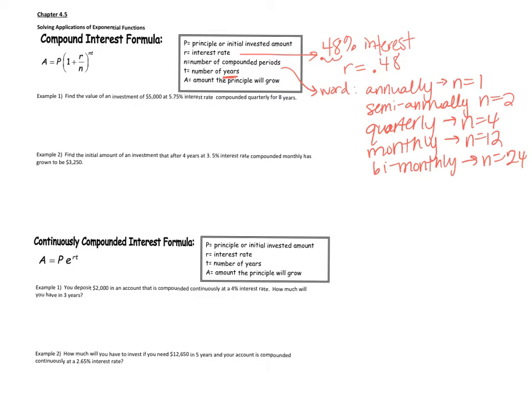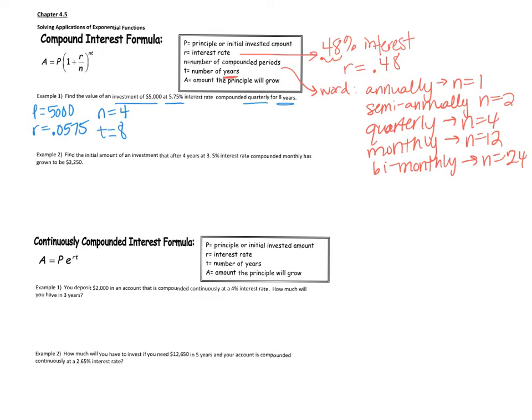Looking at this first example here, it says we want to find the value of an investment of $5,000. So I'm investing $5,000. That's going to represent our P. So our P is going to be $5,000 at a rate of 5.75. That means R is going to be 0.0575, right? Remember, I moved that decimal twice. It's compounded quarterly, so my N is going to be 4, because that's 4 times per year, and then for 8 years. Now that we've got all of our different variables, we're going to plug it in and then see what we need to do to solve.